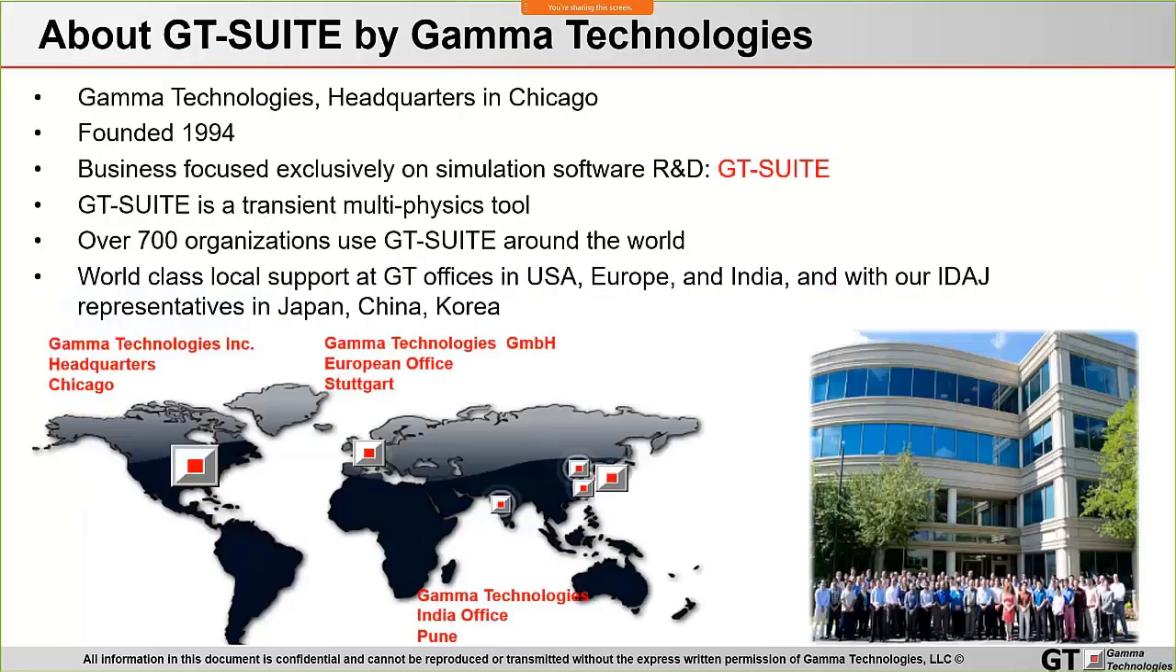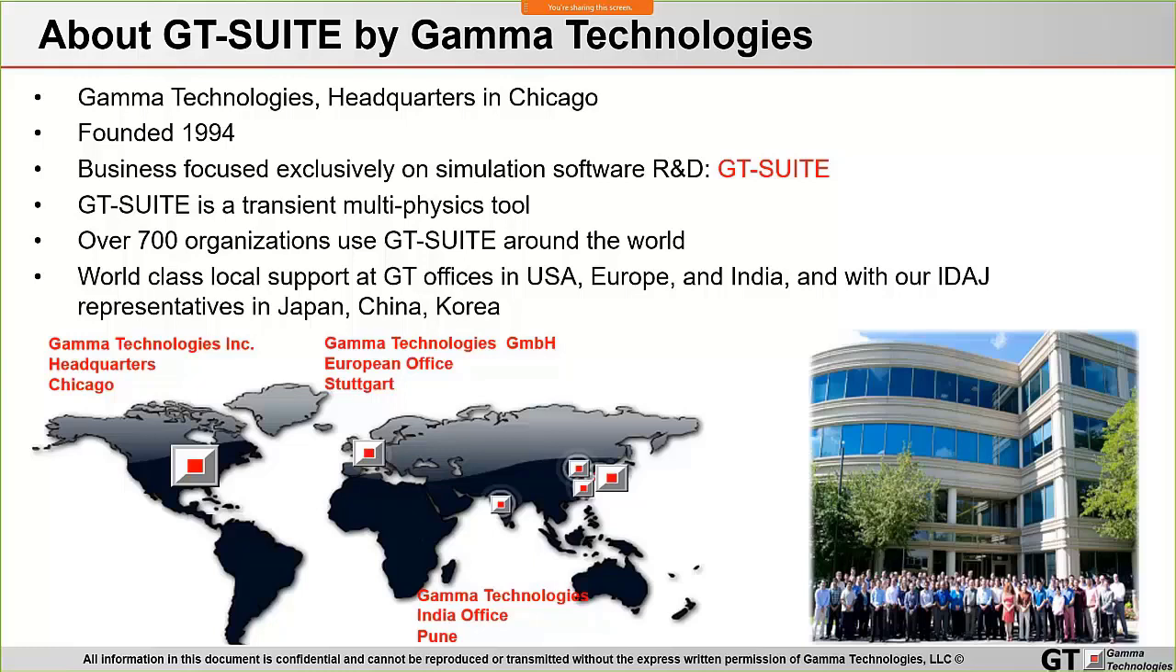And when we talk about our company, it is called Gamma Technologies, and that's where the G and T come from in our GT Suite software name. Gamma Technologies headquarters is outside of Chicago, in a western suburb of Chicago, in Westmont. And we were founded back in 1994, over 25 years ago. And our business is focused exclusively on research and development of a simulation software platform called GT Suite. Now, GT Suite is a transient multi-physics tool, and we'll get into a little bit more about what that means in a minute.